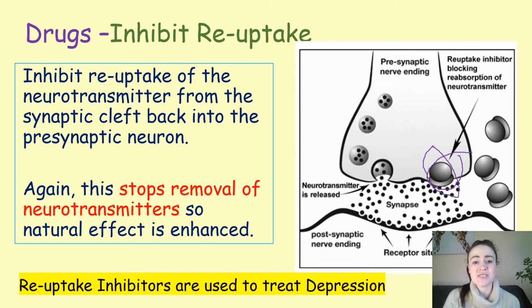And one of the conditions that can be treated with reuptake inhibitors is depression. Okay, so if you imagine depression, you've not got enough of those happy chemicals. What do we do? Well, we stop the happy chemicals like serotonin or dopamine being removed from the synaptic cleft, so those neural pathways, the happy neural pathways, keep getting triggered.